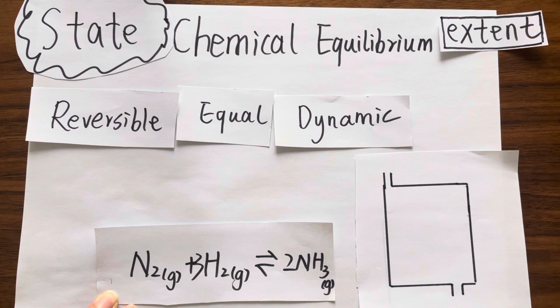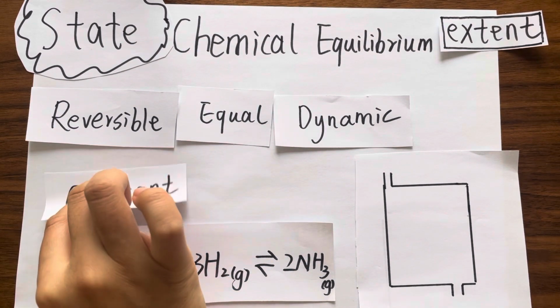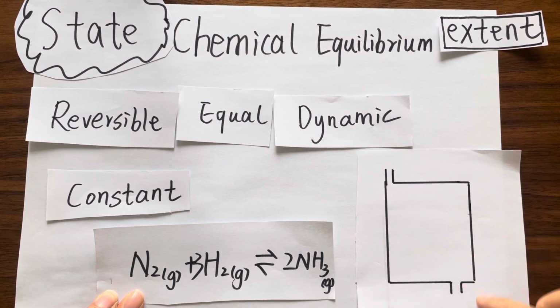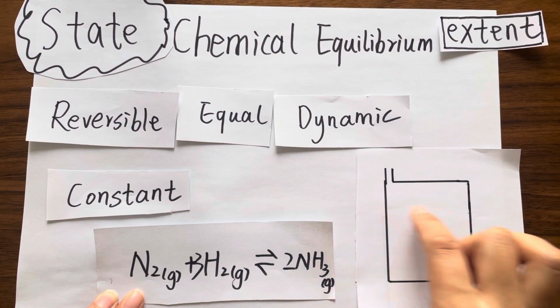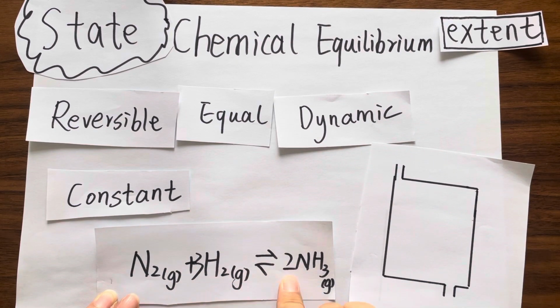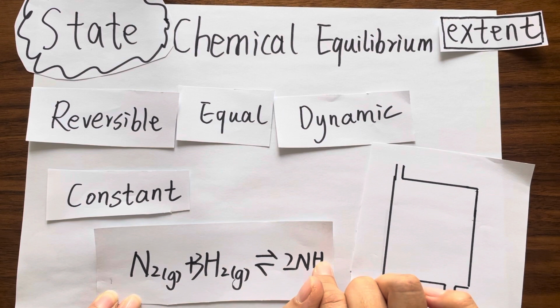The fourth word I chose is constant. As I've just mentioned, in this water tank model, it means that the water level will remain the same. And in this reaction, it means that during chemical equilibrium, nitrogen gas, hydrogen gas, and ammonia will have constant concentrations.